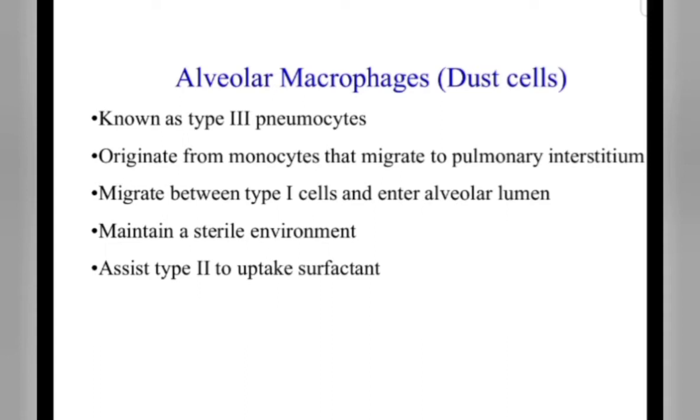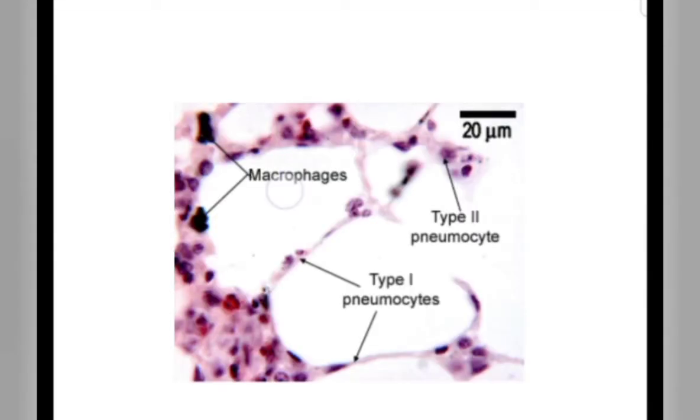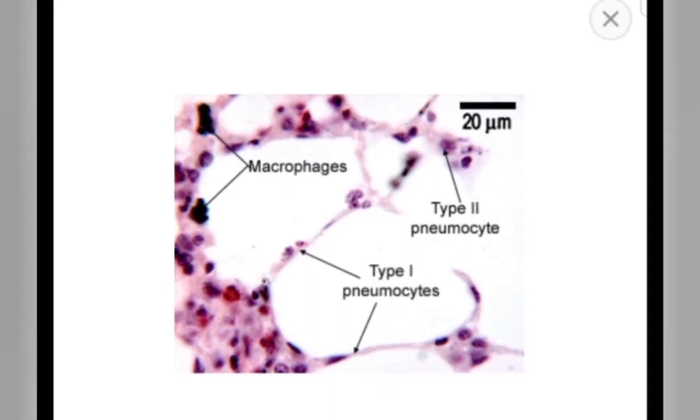Then what about the dust cells? Dust cells, they are known as type 3 pneumocytes, originate from the monocytes that migrate to the pulmonary interstitium, migrate between type 1 cells and enter the alveolar lumen, maintain a sterile environment, and assist type 2 pneumocytes to uptake the surfactant. These are the macrophages, type 2 pneumocytes, type 1 pneumocytes.